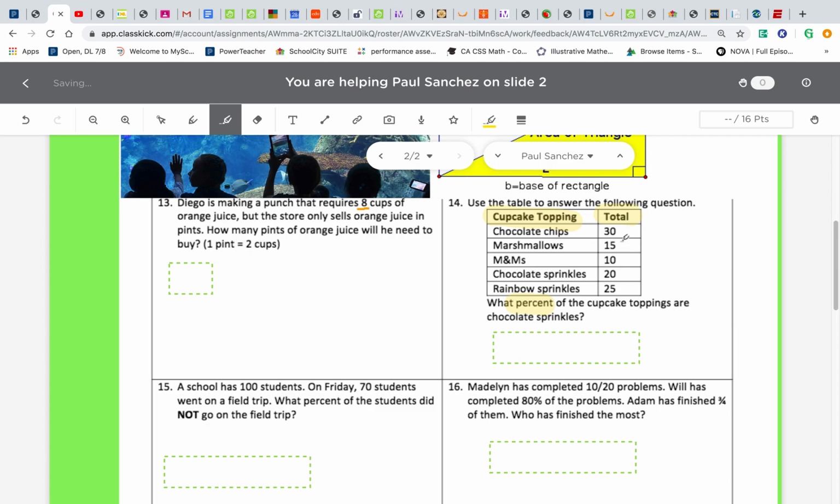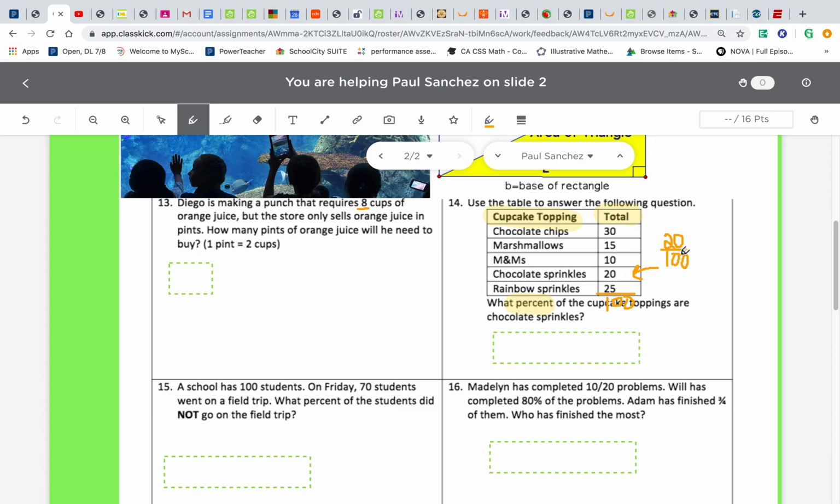Well, if I add 30 plus 15, 45, plus 10, 55, plus 20, 75, and 25 more is 100. Oh, this is very good. This right here tells us this is 100. So this will be like out of 100. This could be my percent. And it says what percent of them are chocolate sprinkles. So here we have chocolate sprinkles. So it's 20 out of 100. Well, because this already has 100 below, we don't have to worry about making it into 100 because it already is 100. So 20 out of 100 would be 20% of them are chocolate sprinkles.